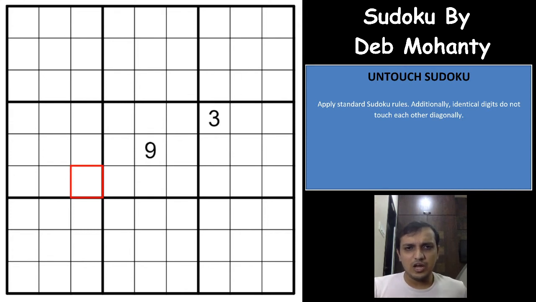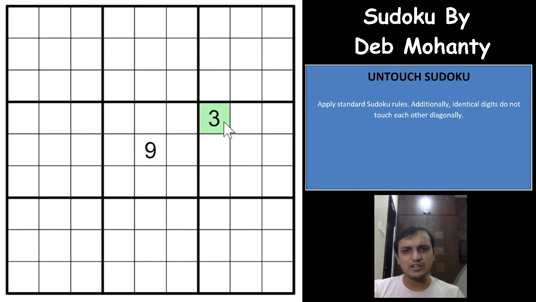Let us assume that you have a 3 here. Now because of this 3, all these cells won't have a 3. These 3 cells because of the classic rule, and this cell because of the untouched rule. In the same way, if you have a 3 here, these 4 cells also won't have the number 3, and this box won't have the number 3 at all, right? These are the kinds of logic you will get used to when you solve quite a few untouched Sudokus. It just comes with practice, right?